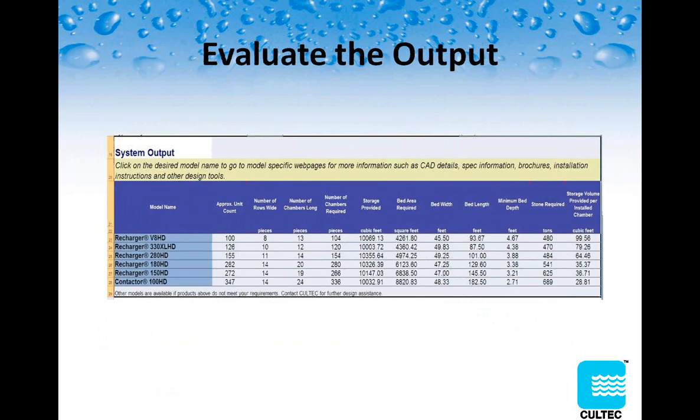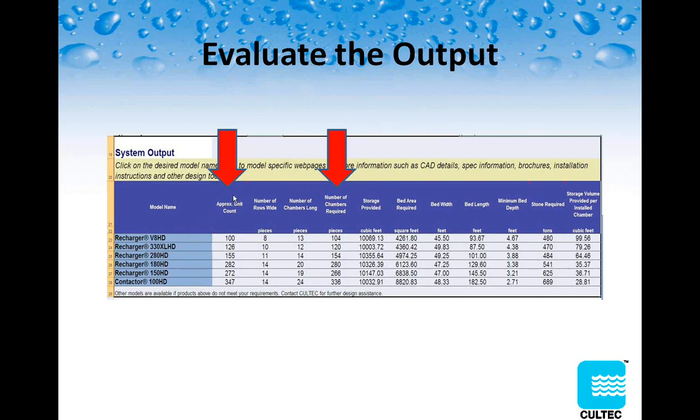Once the parameters are filled into the calculator, it automatically calculates the system. And you always want to try and get the number of chambers required to be equal to or as close to the approximate unit count that you can. This way you don't over-design your system. And you can control this by playing with the desired bed width parameter you filled in at the top of the spreadsheet. The approximate unit count is a quick calculation that doesn't include the storage within the stone borders.